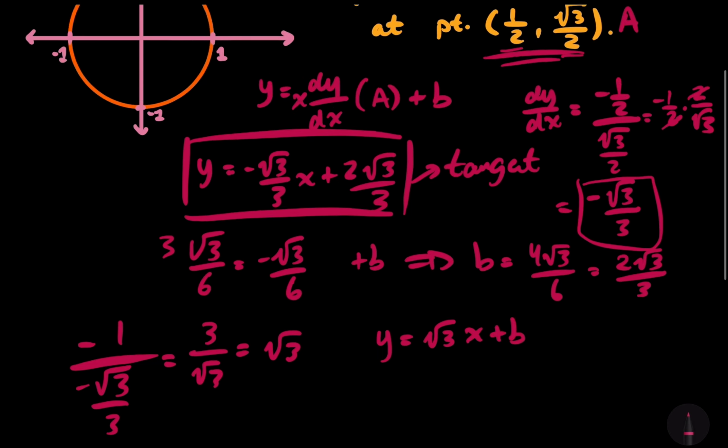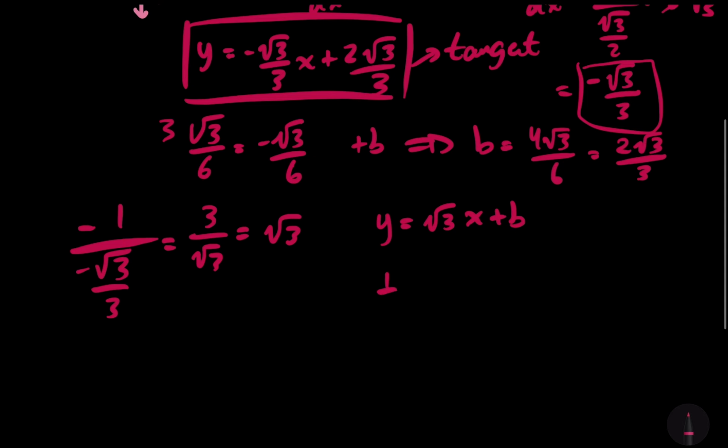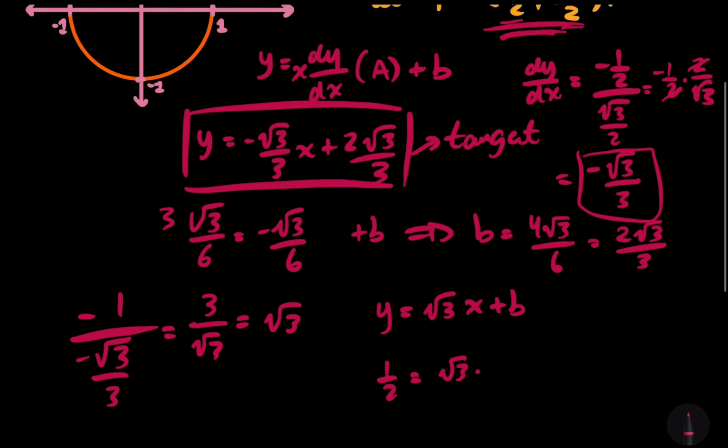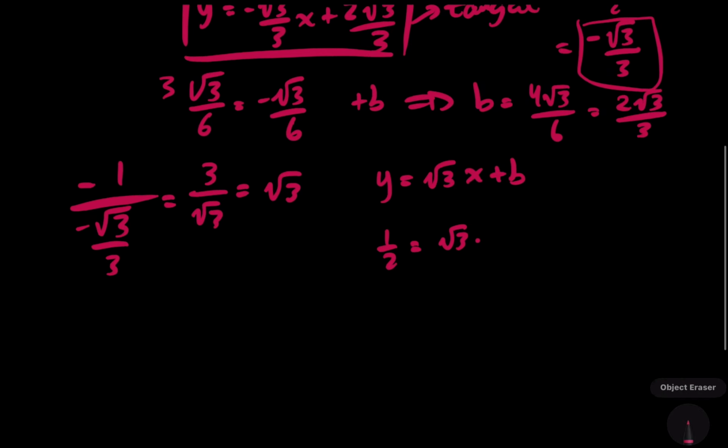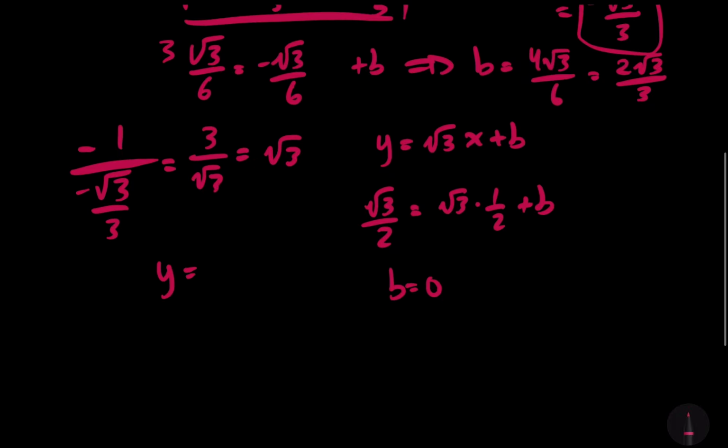And then again, we just have to go ahead and input this point over here. So we'll get 1/2 equals the square root of 3 times, what was our point again? Or actually, wait, I think I made a mistake here. Yeah, we get the square root of 3 over 2 equals the square root of 3 times 1/2 plus b. And then if we were to solve for b, we would get b equals 0. So our y-intercept is 0, and our normal line is going to have an equation of y equals the square root of 3 times x.